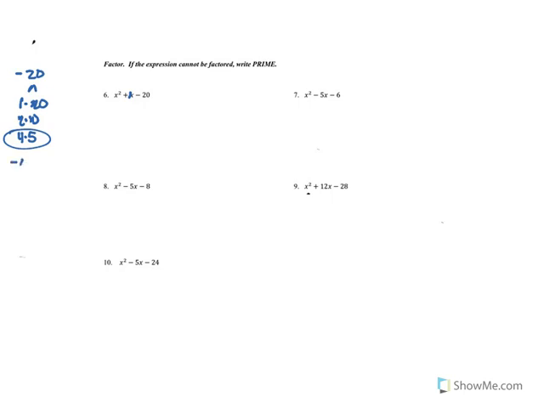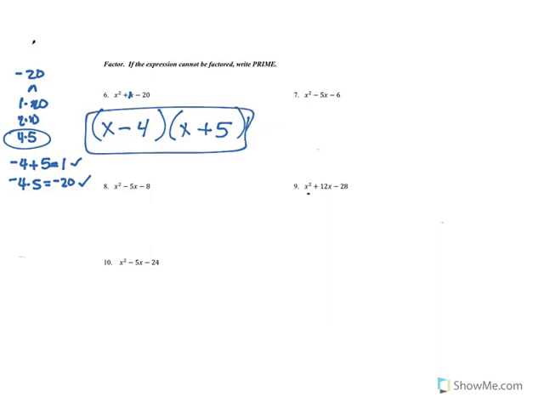So if I do negative 4 plus 5, that'll give me a positive 1. If I multiply those numbers, that would give me a negative 20. Remember, you need to double check. You need to be able to get the middle term from the sum, adding or subtracting, and you need to be able to multiply the numbers and get that last C term, so negative 20. So I know these are my factors. So 2 sets of parentheses, x and x, minus 4 in one spot, plus 5 in the other. And that's it.